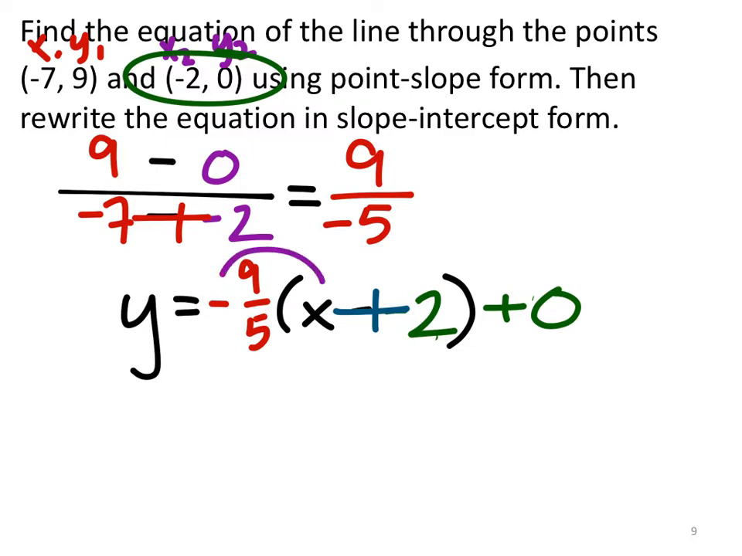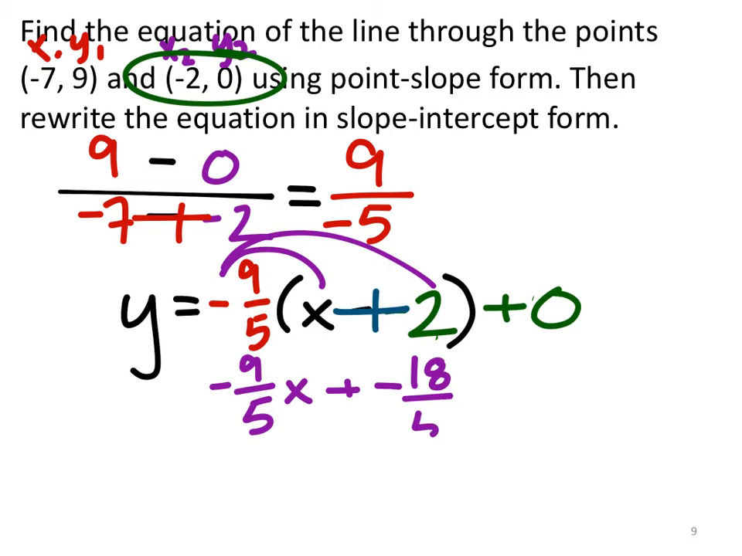To simplify this, we'll distribute the negative 9/5. Negative 9/5 times x is negative 9/5 x, plus negative 9/5 times 2 would be negative 18/5. I'm just going to make that minus 18/5. So now we do have that plus 0. I like plus 0 because it's so easy. Anything plus 0 is itself, so I'm just going to make that a phantom 0. Done.